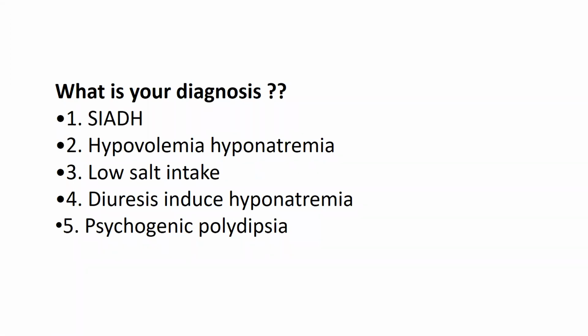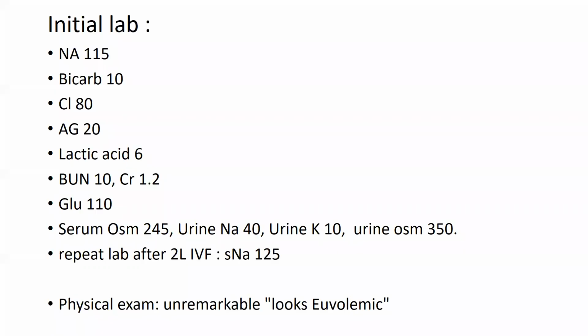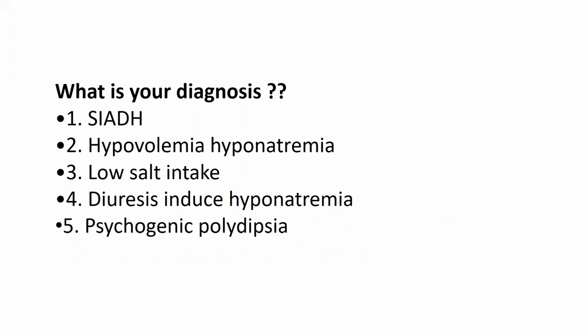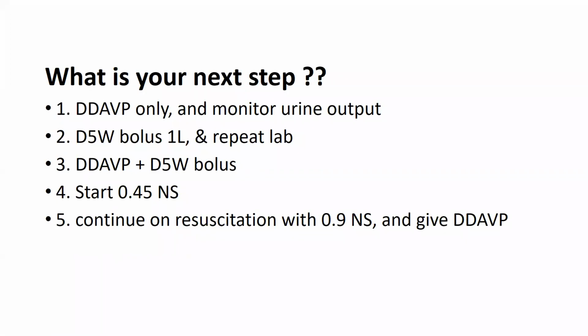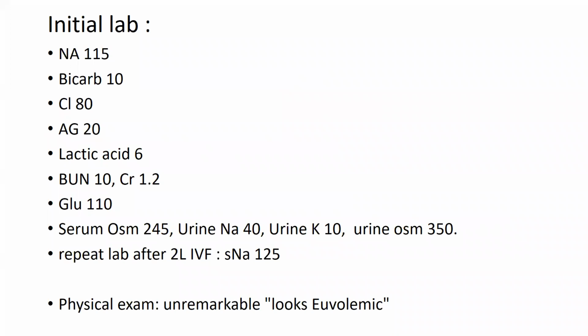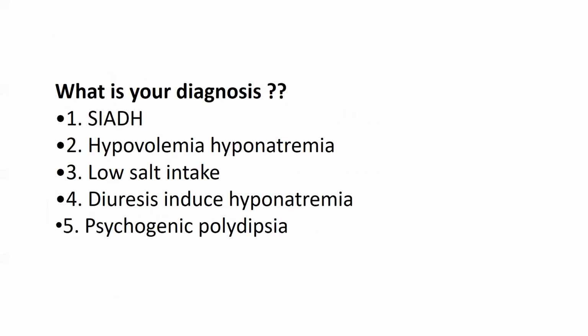You can maybe rule out some options from the lab. For example, SIADH is possible: the patient's urine sodium is 40 and urine osm is a little high, so you can still consider SIADH. Hypovolemic hyponatremia: I know the urine sodium is high, but remember the patient is on hydrochlorothiazide, so you cannot rule it out. Low salt intake, I would rule out, because usually with low salt intake urine sodium and urine osmolarity will be low. Diuretics, you cannot rule out. Psychogenic polydipsia, you can rule out because the urine osm is high. But you still don't know the diagnosis because you need further workup.